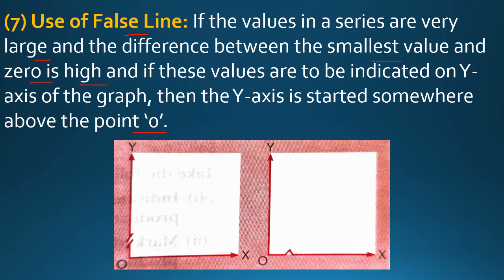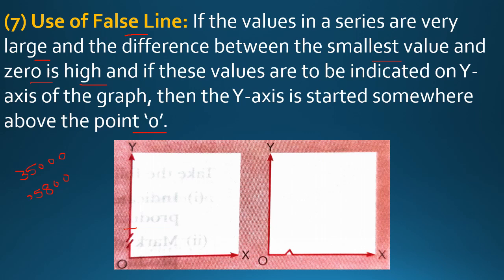Suppose your first data is 35,000. This is the first value that you have to indicate on the y-axis. And the next value is 35,800. Now, it would not be correct if we directly write 35,000 after 0. Immediately after 0, if we write 35,000, it would not be proper. Now, how is it done?